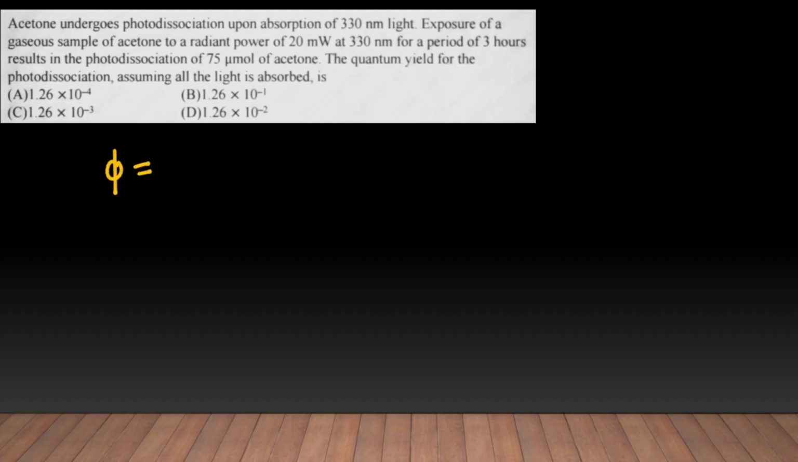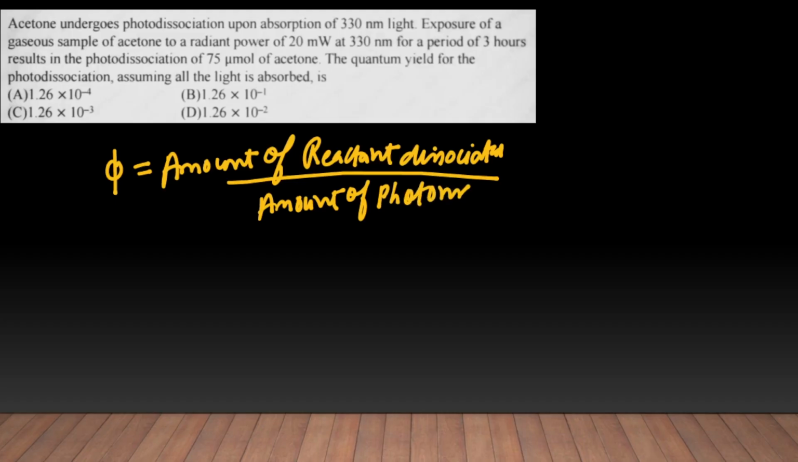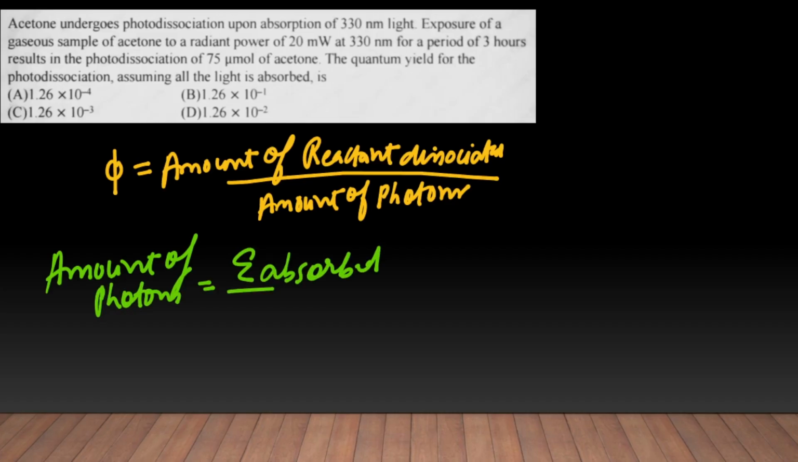So quantum yield is defined as the amount of the reactant that is dissociated upon the amount of photons. Now how do we find this amount of photons? Amount of photons is equal to the energy observed upon the energy of 1 mole of photon.